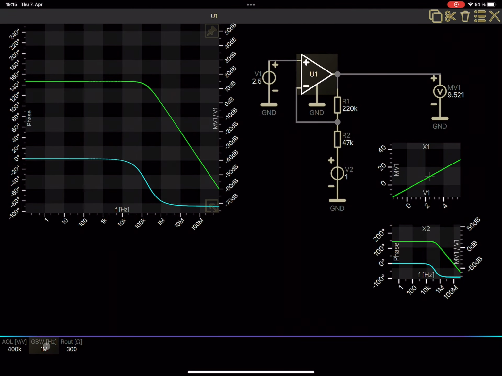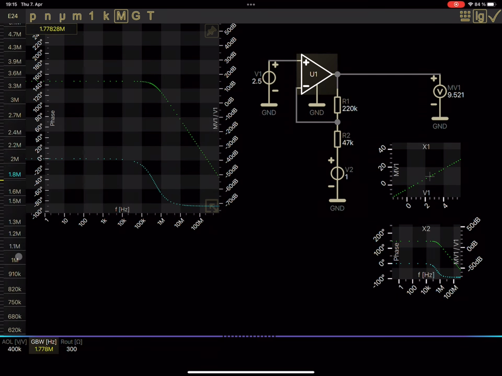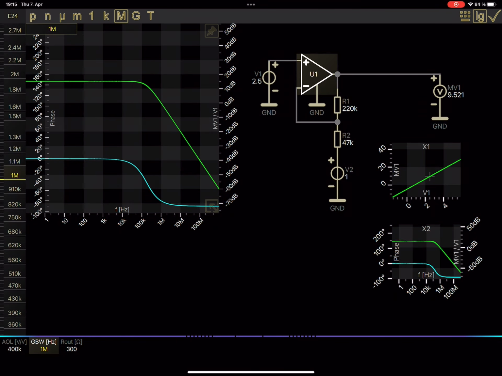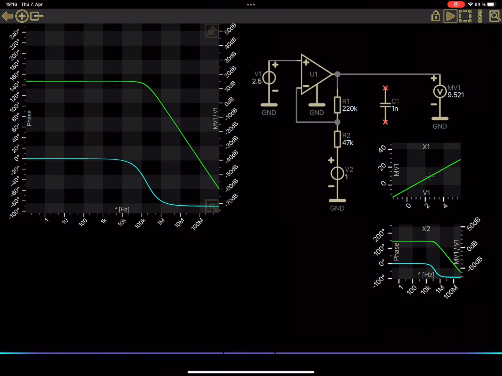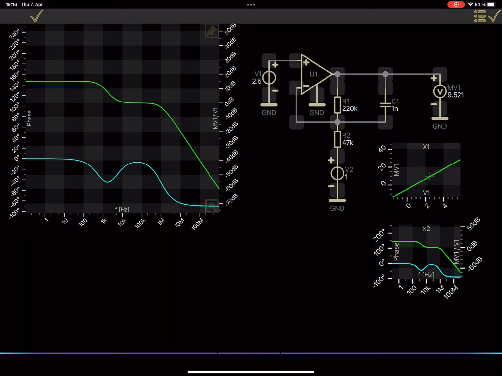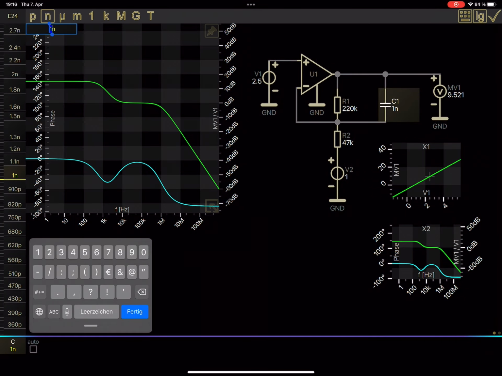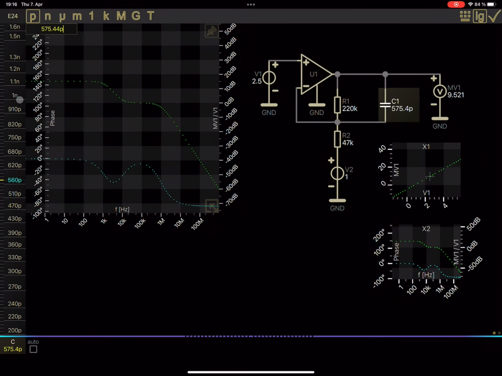Note that the maximum bandwidth of the circuit is limited by the gain bandwidth product of the operational amplifier. A professional design will always ensure a well-defined bandwidth limit, just high enough as needed, which can be achieved by adding a capacitor in parallel to R1.